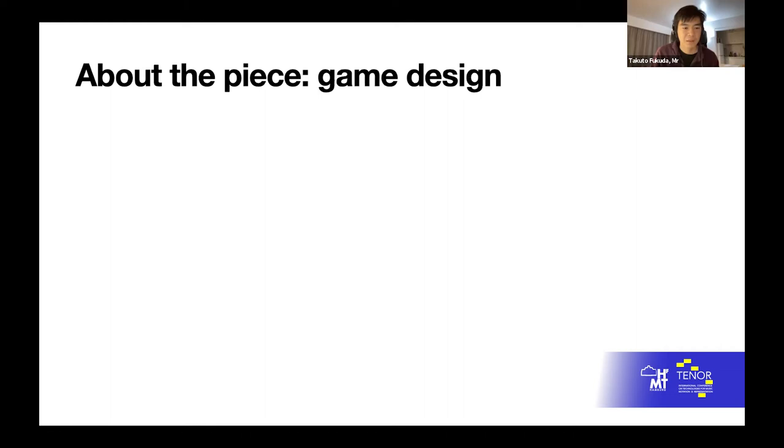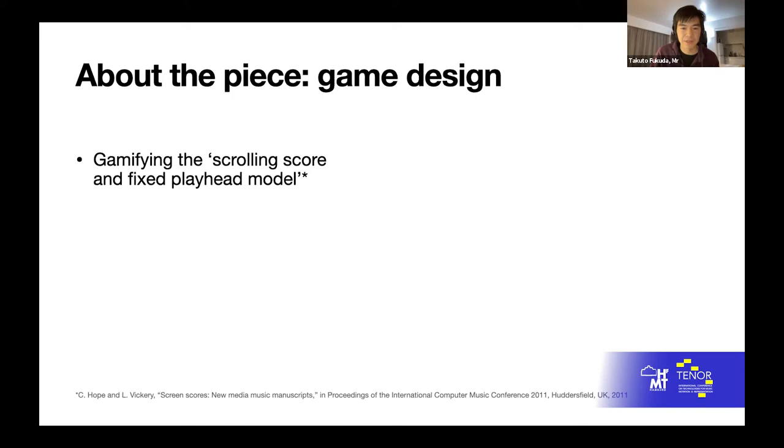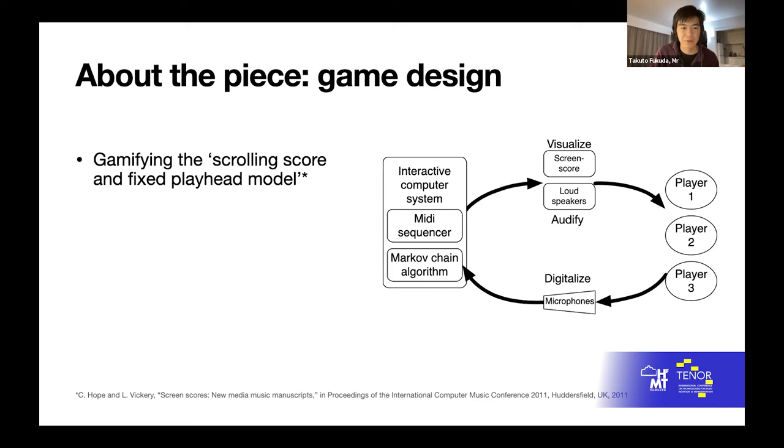A key approach was gamifying a screen score, a scrolling score and a fixed playhead model in a taxonomy of animated scores. This approach enabled me to design a performance ecosystem in which the interactive computer system poses challenges as musical symbols, which the players must interact with to perform.